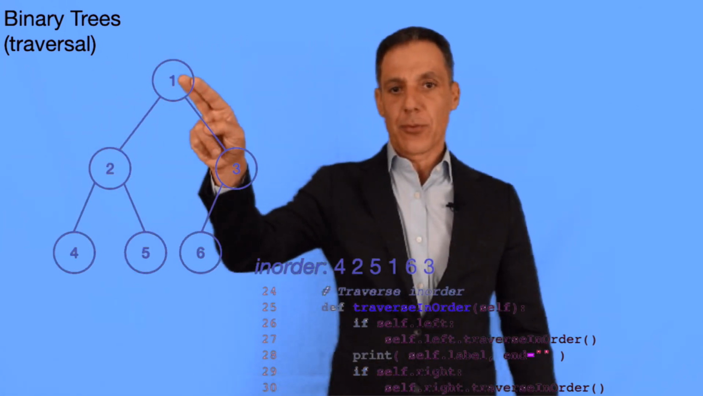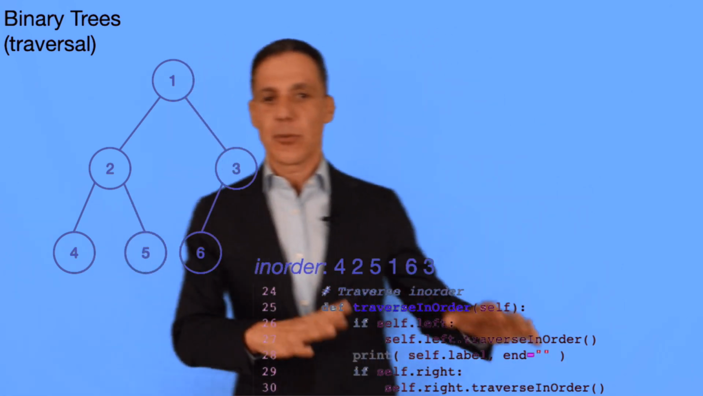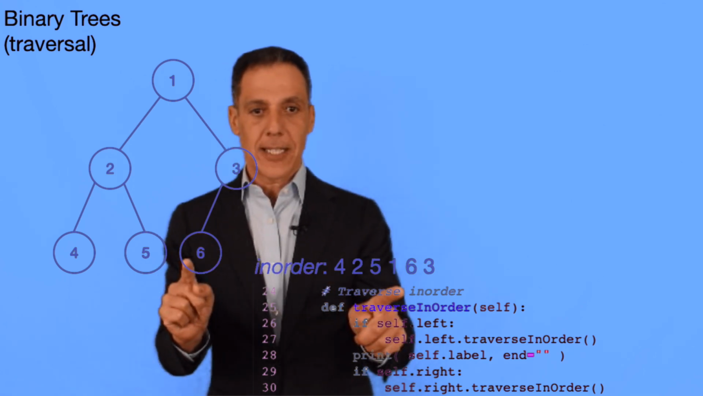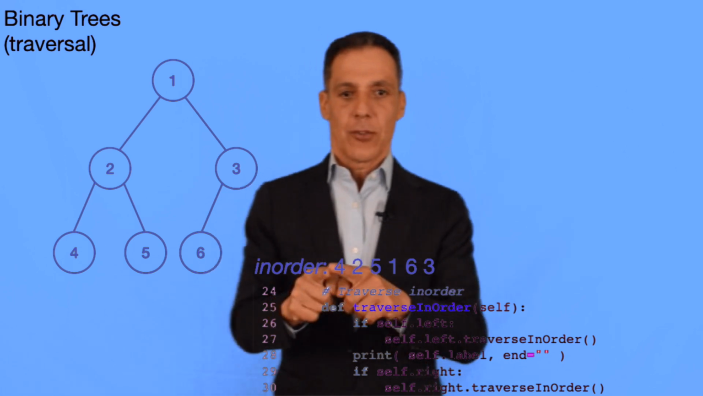So now we go back to the root. Print the 1. There it is. Now we got to do the whole right subtree. All right, how do we do the right subtree? We do the left. That's 6. We do the root, that's 3. We do the right, there's no right, we're done. So 4, 2, 5, 1, 6, 3.